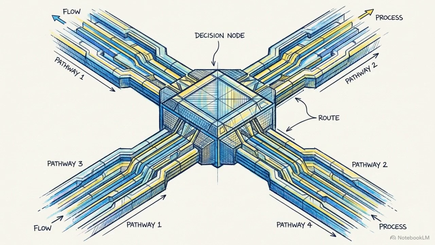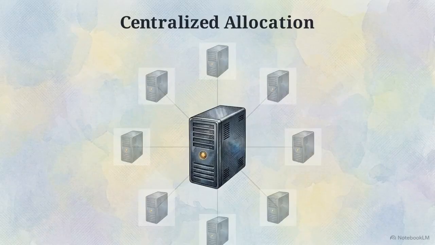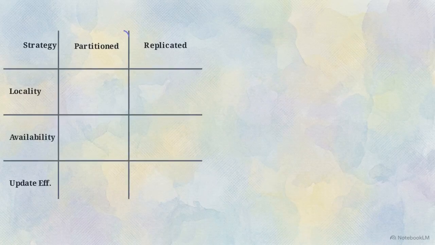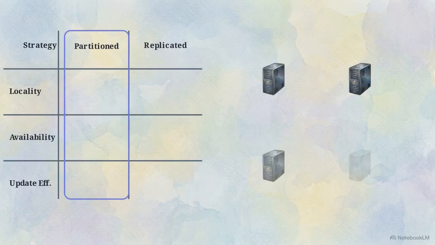To solve the trilemma, architects evaluate their network against 4 core distribution strategies. Strategy 1 is centralized allocation, where all data lives in a single geographic location. Centralization creates high communication costs for remote users and introduces a single point of failure. If that site goes down, the entire distributed network halts. Strategy 2 is partitioned allocation. Data exists in one place only. This yields high locality but low availability. If a node goes dark, its unique fragment is lost to the network.